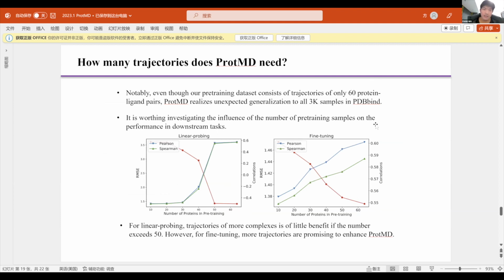We also investigate how many trajectories our ProtMD needs. It is notable that we only use 60 protein-ligand pairs, but it shows unexpected generalization to all 3K samples in PDBbind. So we investigate the influence of the number of pre-training samples on the performance in downstream tasks. It can be found that for linear probing, trajectories of more complexes are of little benefit if the number exceeds 50. But for fine-tuning, more trajectories are promising to enhance our model.